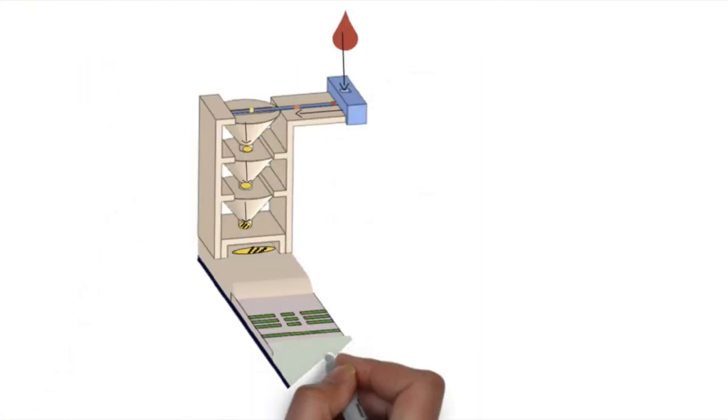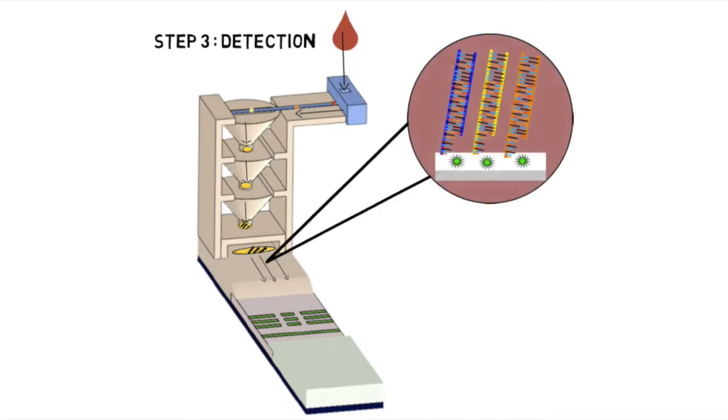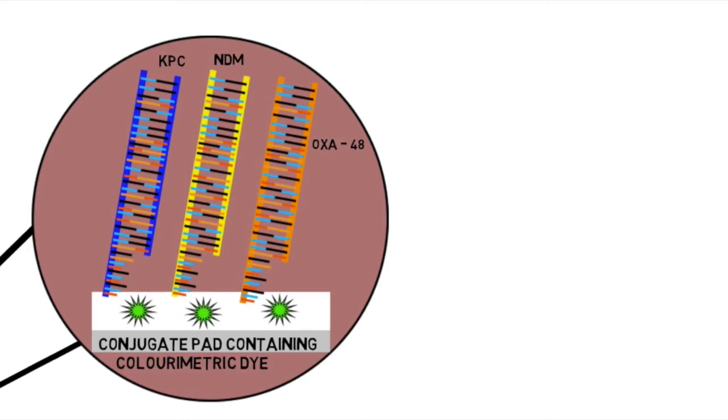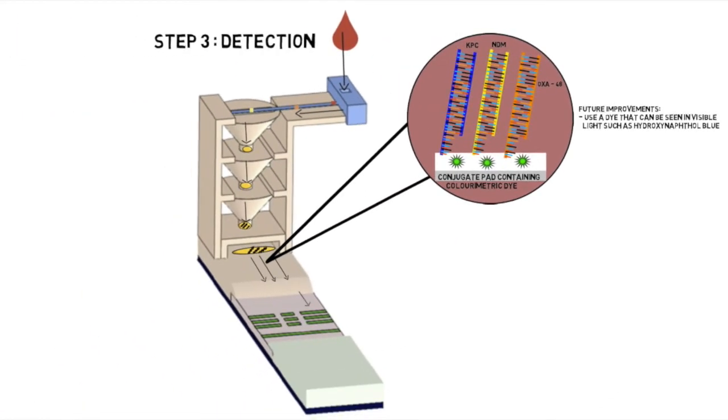The amplified product travels through the conjugate pad, which contains SYBR Green DNA stain. The fluorescent intensity is proportional to the concentration of amplified products, allowing for quantification. This information can be used to increase therapeutic effectiveness. From there, it flows along a nitrocellulose membrane on which 3 test lines are immobilized, one for each CRE strain.